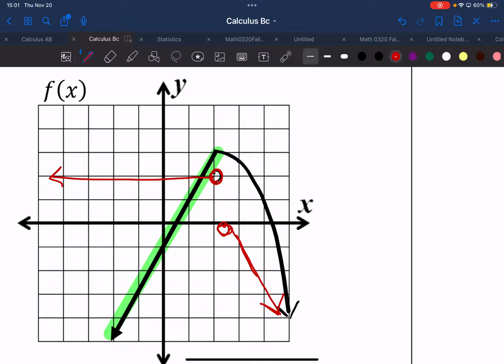Okay. Any questions on this one? Because of this section right here, do you see it almost looks like a sharp corner or a cusp? So we know it's not differentiable there. The next one I want to look at is number 4.